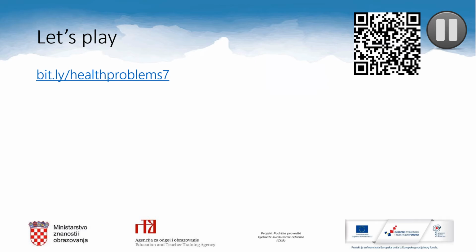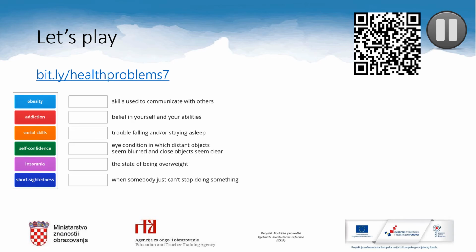Let's check the understanding by playing a game. You can copy this link into your browser or scan this QR code to play the game. Link is bit.ly health problems 7. In the game, you need to match these words to their definitions: obesity, addiction, social skills, self-confidence, insomnia, and short-sightedness. You can pause the video and do the task.